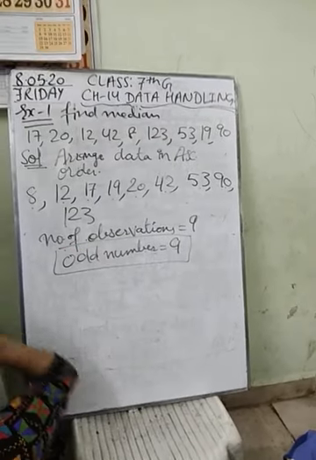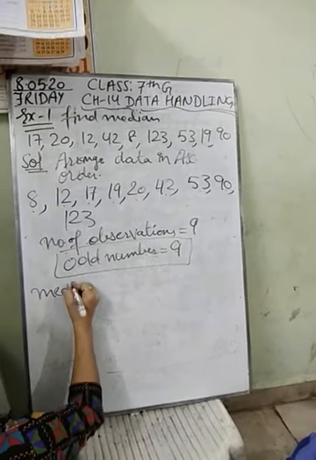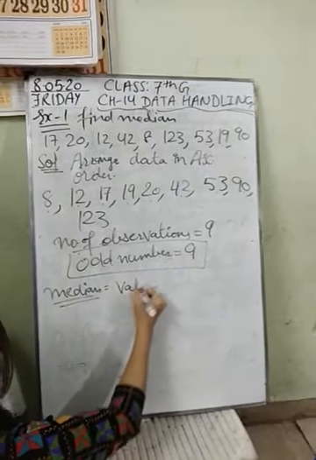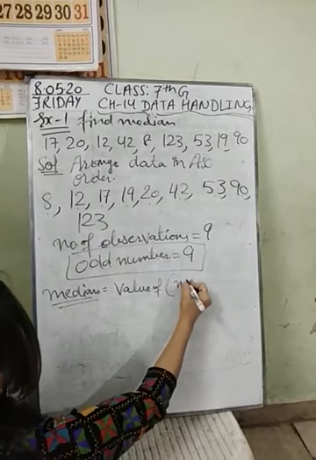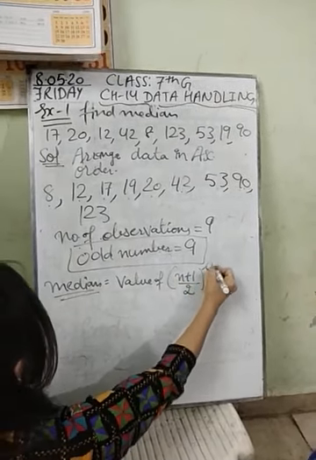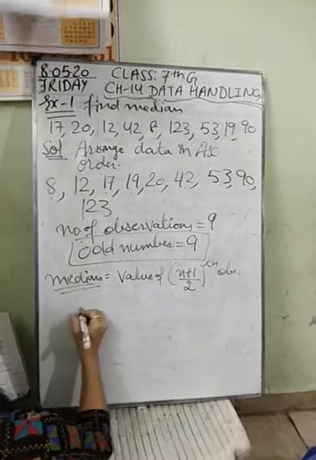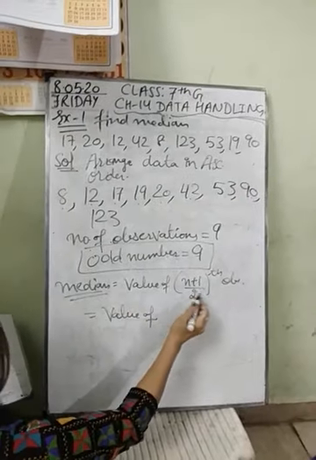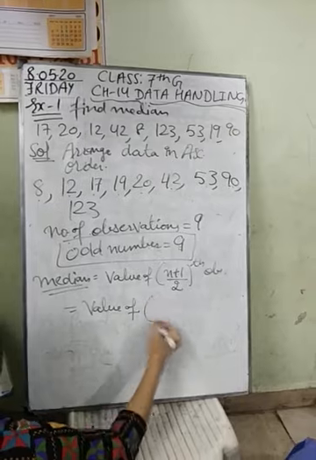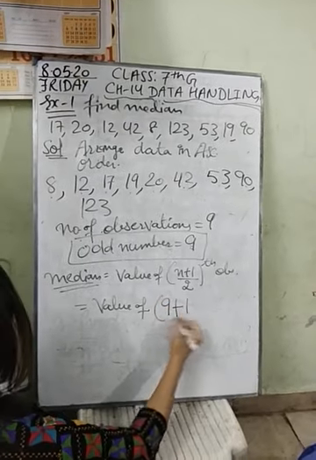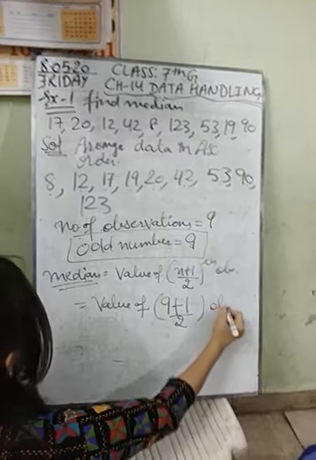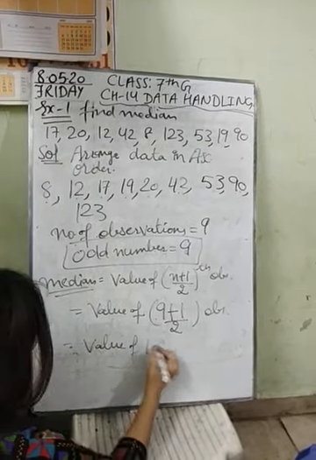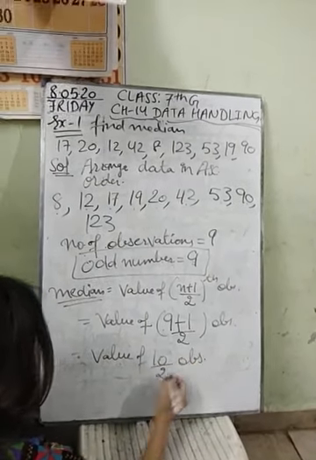Okay, so you should opt the method of finding median if it is an odd number. You should write value of (n plus 1) divided by 2 observation. Here n stands for 9 observations. So you will add 9 plus 1 divided by 2 observation. So the value of 9 plus 1 is 10 divided by 2 observation.